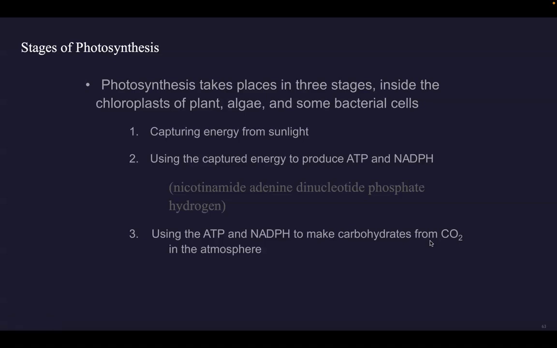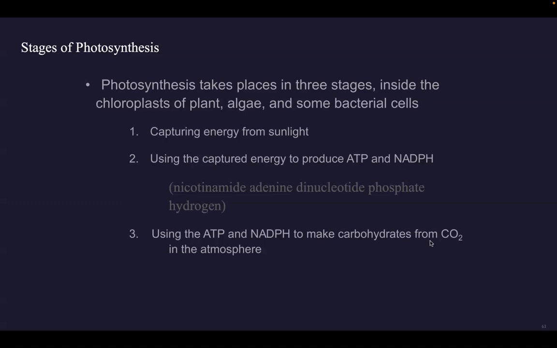So photosynthesis takes place in 3 stages inside the chloroplasts of plant, algae, and some bacterial cells. The 3 steps to photosynthesis are the capturing of energy from sunlight, and then second, we have to use that captured energy to produce ATP and NADPH.